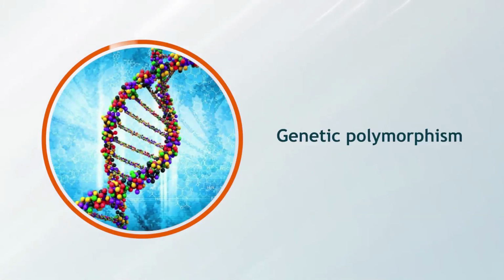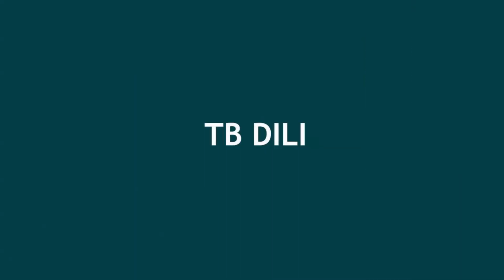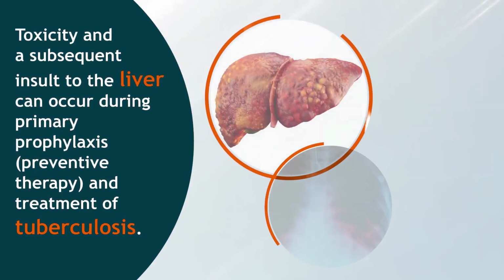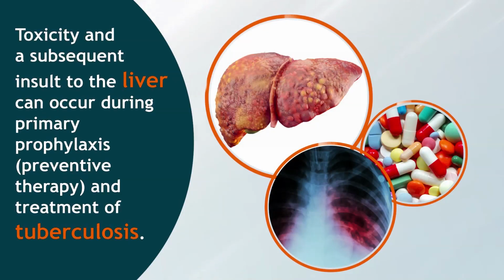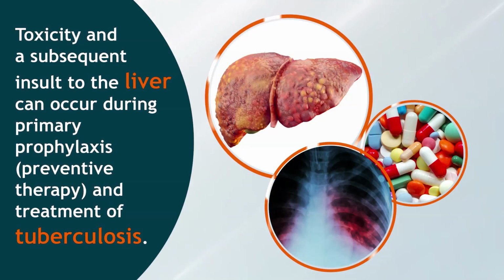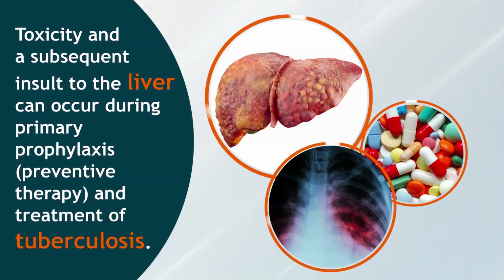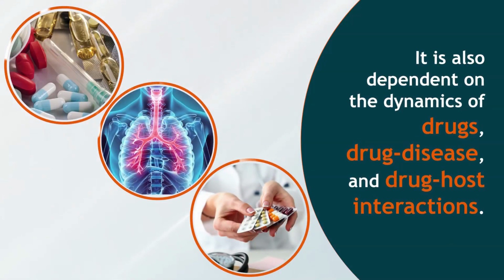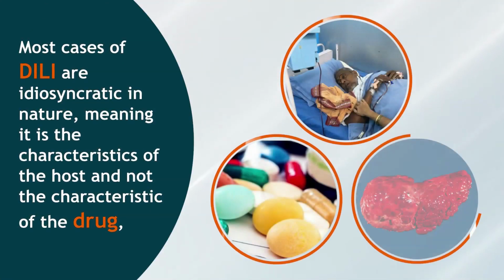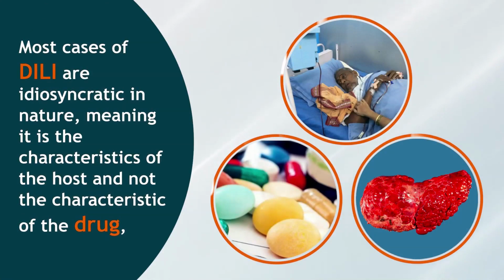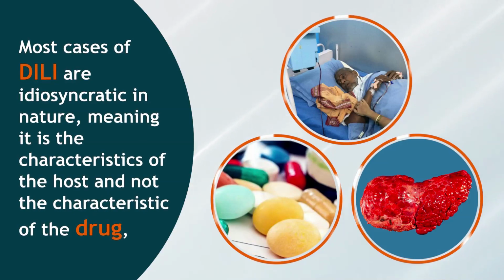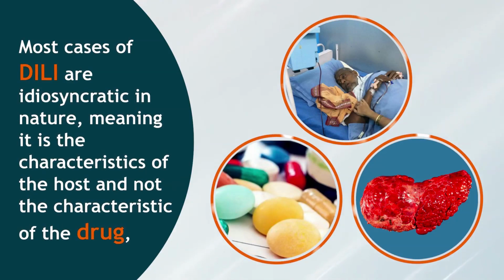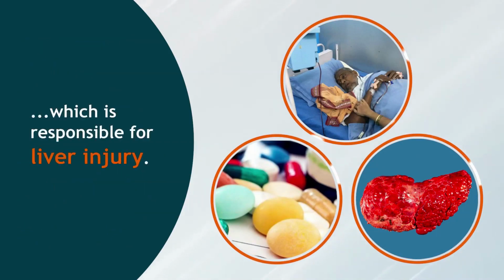Genetic polymorphism. TB DILI. Toxicity and a subsequent insult to the liver can occur during primary prophylaxis, preventive therapy, and treatment of tuberculosis. It is also dependent on the dynamics of drugs, drug disease, and drug-host interactions. Most cases of DILI are idiosyncratic in nature, meaning it is the characteristics of the host and not the characteristic of the drug which is responsible for liver injury.